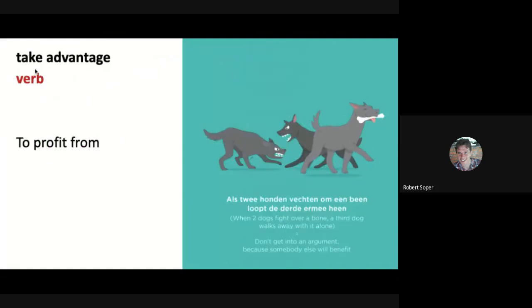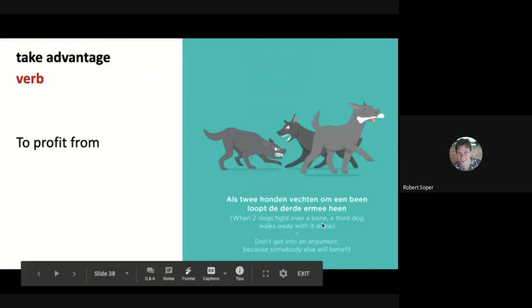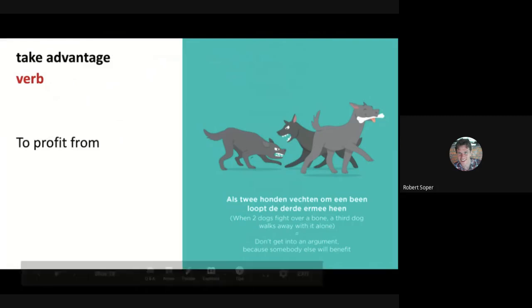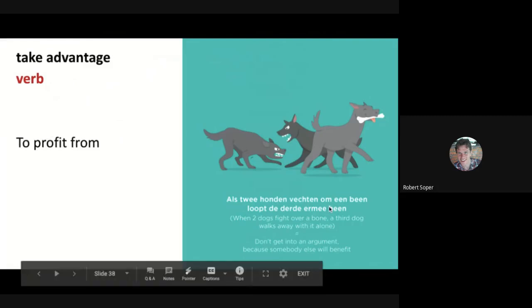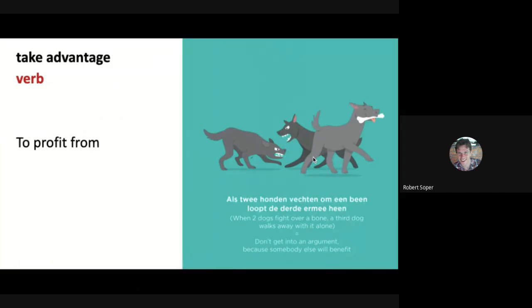Here we've got the verb take advantage. And as I mentioned, take advantage is a verb. It means to profit from or to gain from something. So over here we have this quote, when two dogs fight over a bone, a third dog walks away with it alone. This third dog is taking advantage of something. What is he taking advantage of? He is taking advantage of these two dogs fighting.